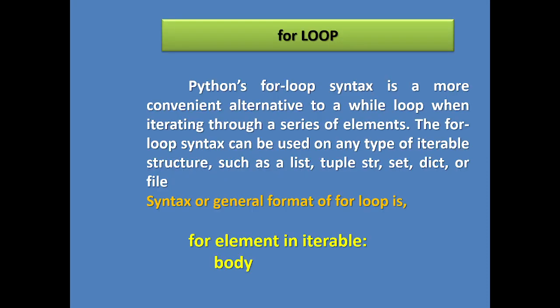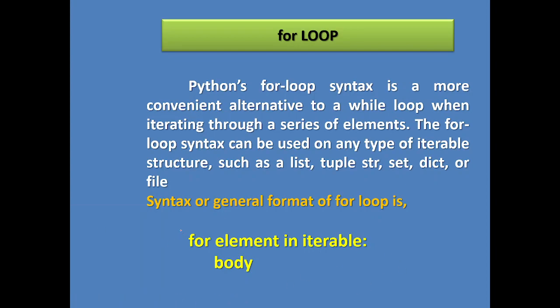Now let's see the syntax of the for loop. Python's for loop syntax is a more convenient alternative to the while loop when iterating through a series of elements. As I told you in the previous video, with a for loop we can iterate over the elements of a list, or a tuple, or a string. So let's see how to do it.